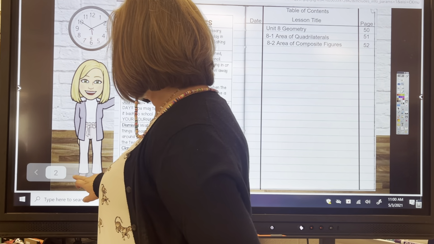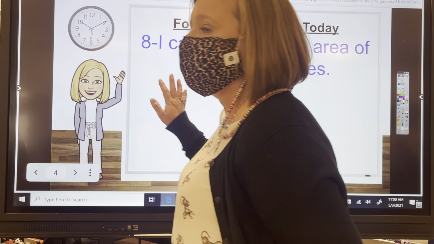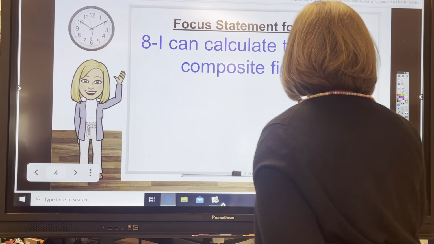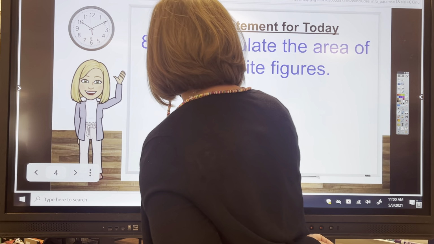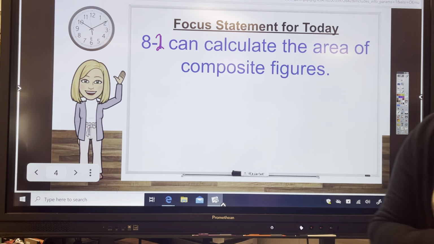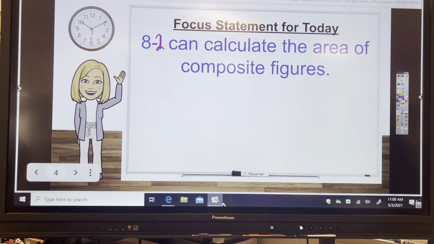All right, I'm going to go ahead and tell you, this is actually 8-2. I don't want you to write this yet because the paper I'm going to give you has some white space at the top so that you can write this. But I want you to stop what you're doing, stop writing, and look at me for just a minute, okay?